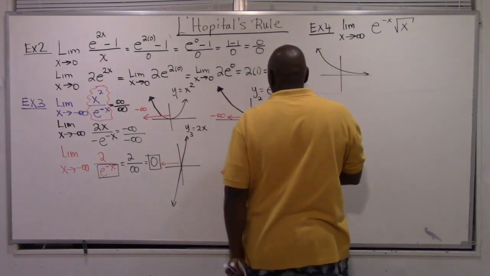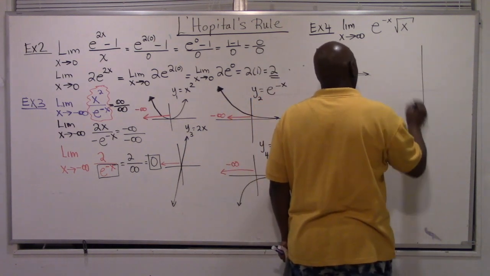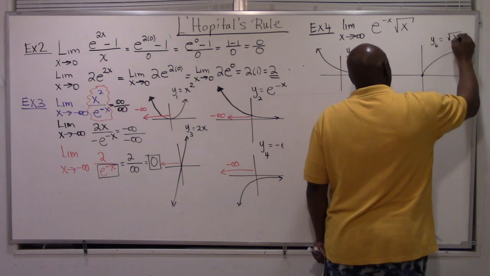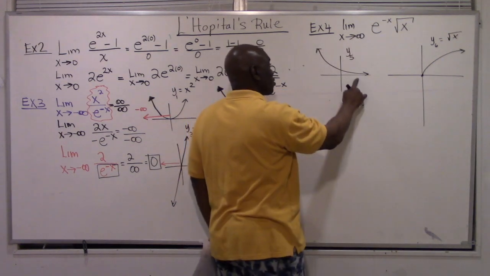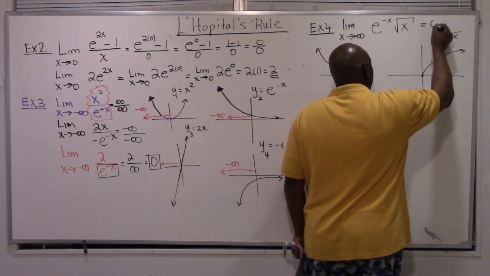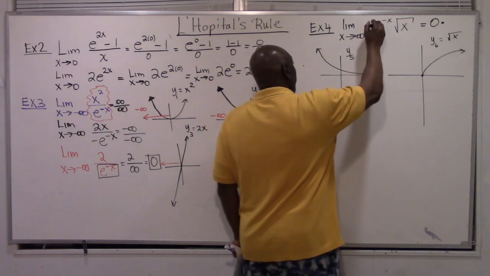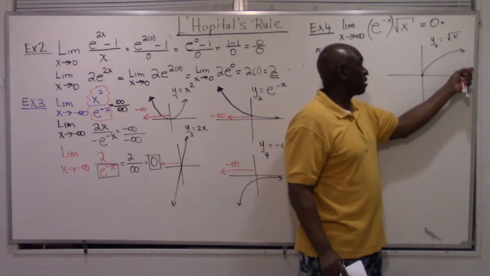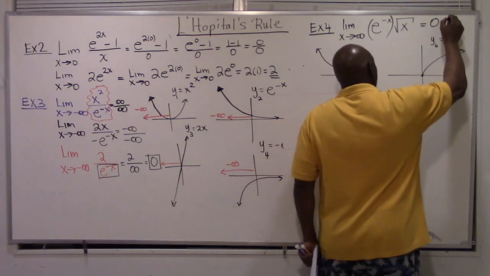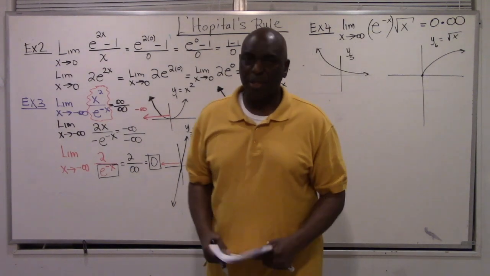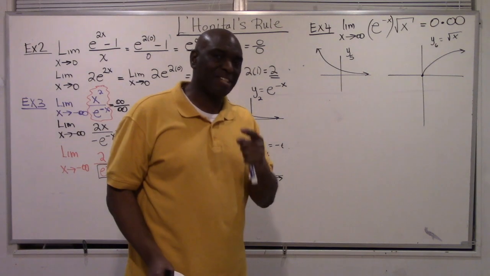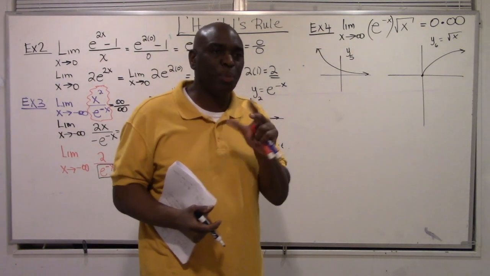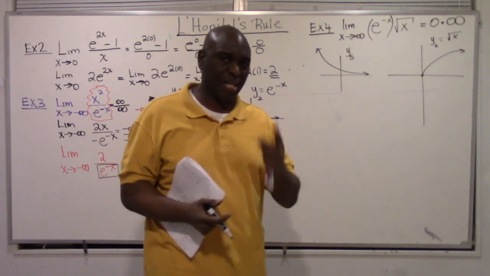All right, so we'll call this one, I guess, y5. Then we have a square root function. That's y6. All right, so as x goes to infinity, what does this graph go toward? Zero. Zero times being multiplied, right? Well, as the square root function goes to infinity, the graph itself goes to infinity. So please notice, we have an indeterminate form that's not quote-unquote L'Hopital ready. It is zero times infinity.